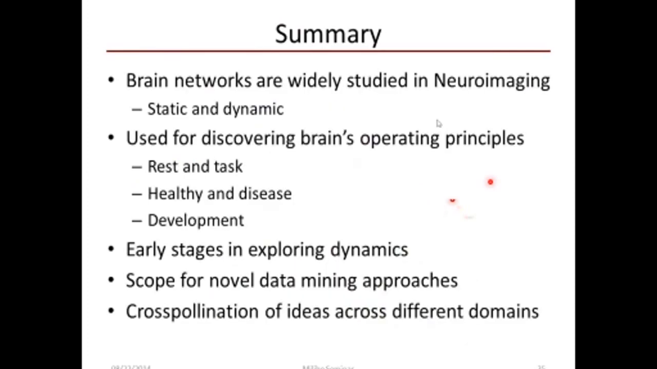In summary, brain networks are widely studied in neuroimaging, mostly based on the principles that have been observed in social and other related complex networks. The static and dynamic networks are being studied, and then the networks are being compared between scenarios like rest versus task, healthy versus disease, and through the development of the subject. And these are very early stages in studying dynamics in the brain, and there is scope for novel data mining approaches to reveal interesting insights into the brain dynamics. And again, as I said earlier, there is scope here to cross-pollinate ideas between different disciplines, so we can learn from these different disciplines and advance towards solving society's problems.